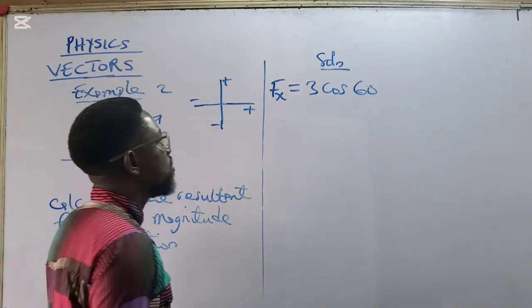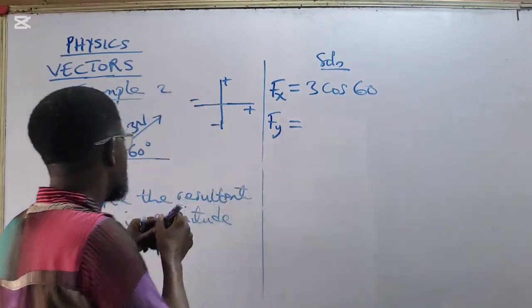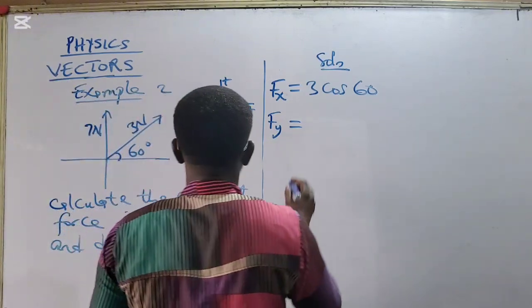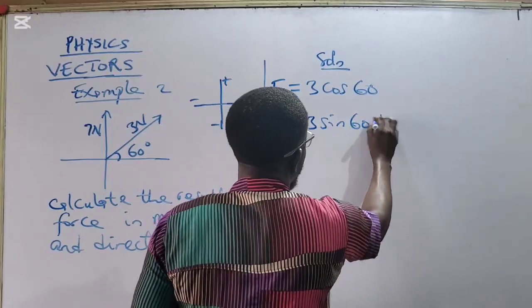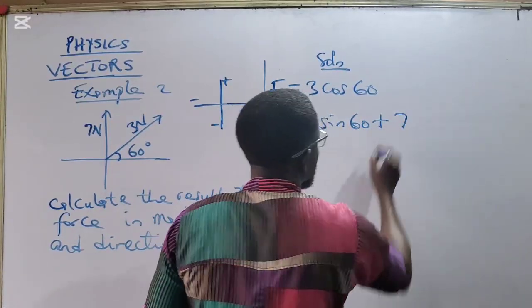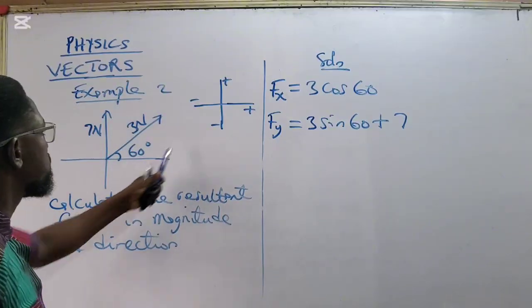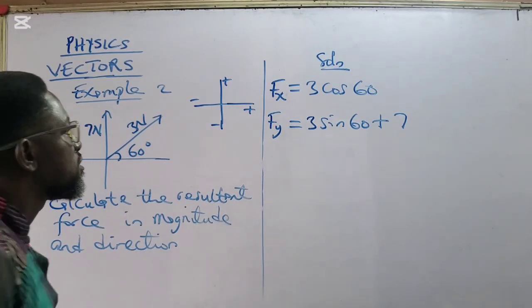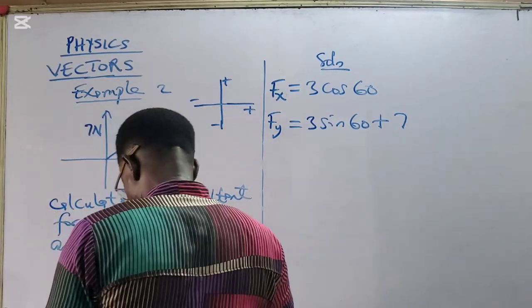Then the vertical direction, Fy. I resolve this 3 Newton force to the vertical direction, I'll get 3 sin 60 plus 7. So we have a 7 Newton force in the vertical direction, the positive y axis. So now, we'll work on that.